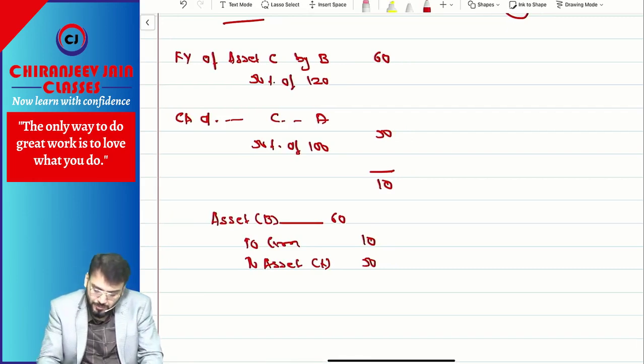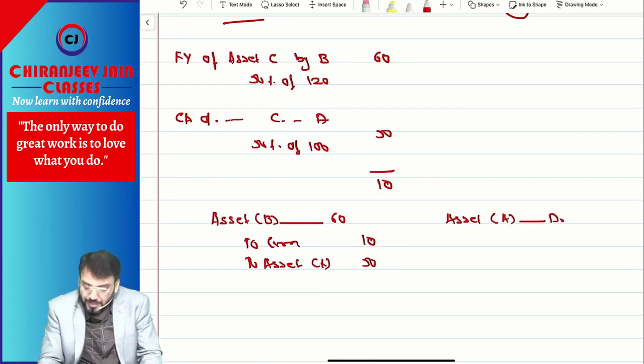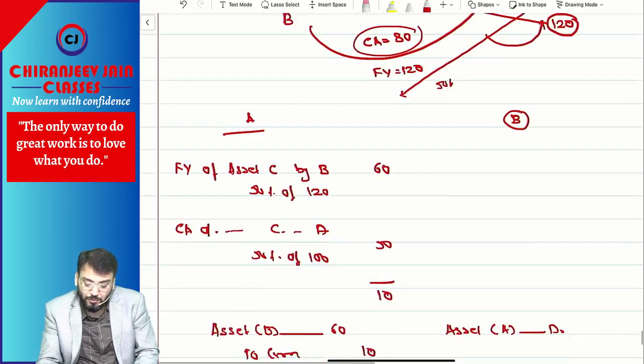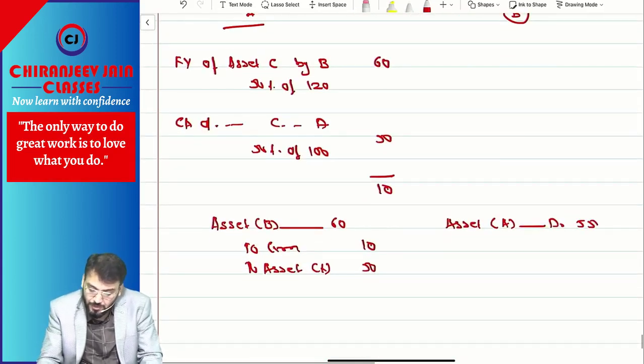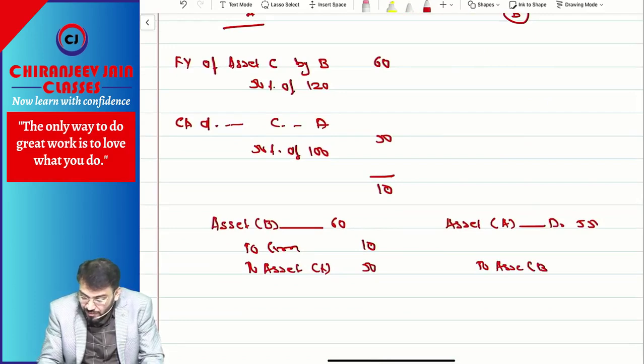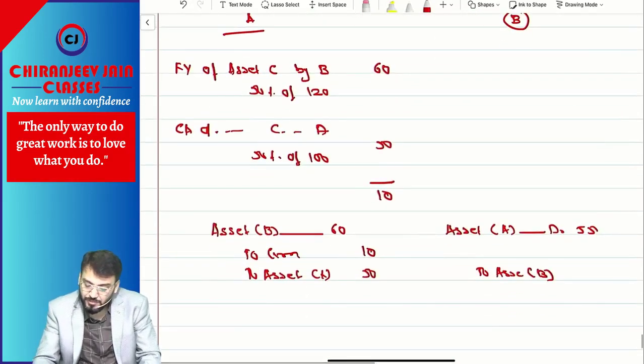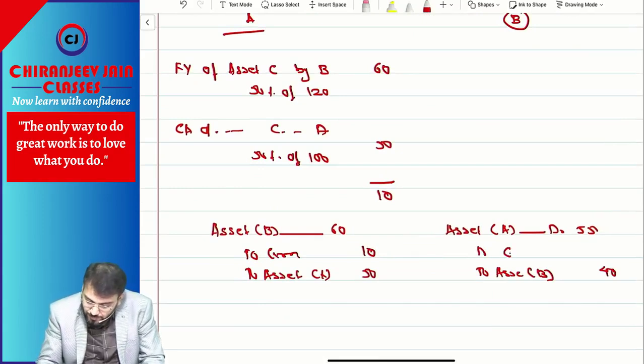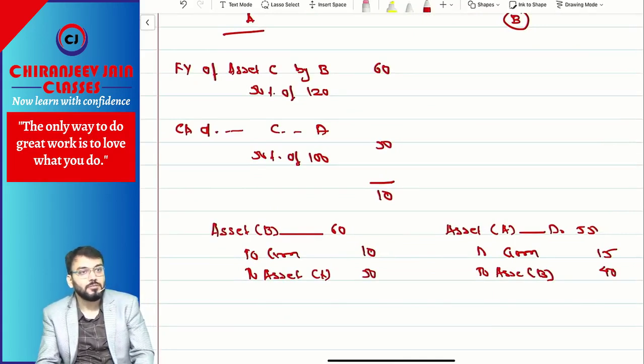Same thing we can do for B. Do it for B. Tell me, asset: how much contributed by A? It is what? Fair value. So what is the fair value? 110. 55. And how much asset of B will be de-recognized? It is 40. So what is the gain? Gain recognized is 15. Understood.